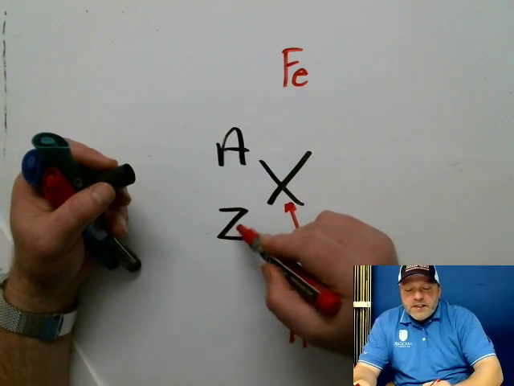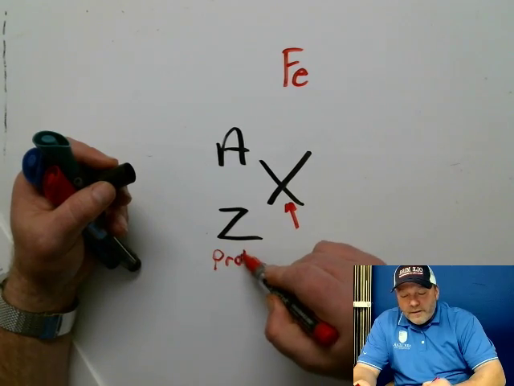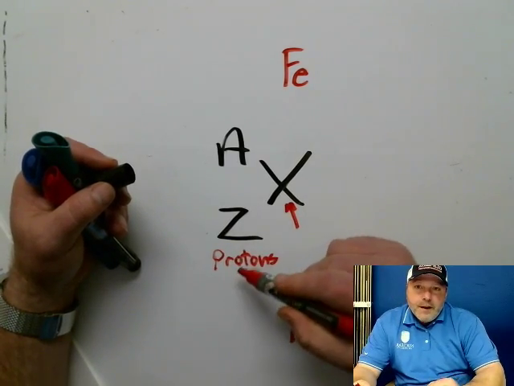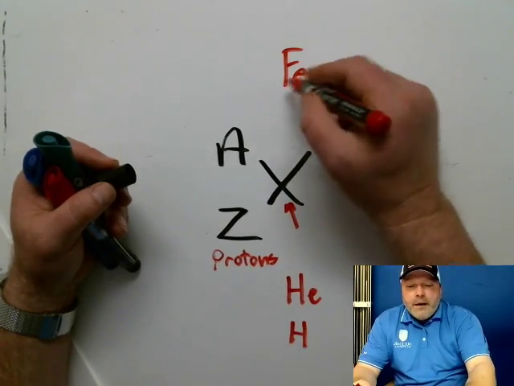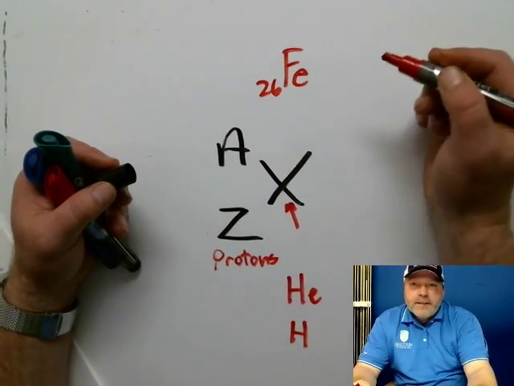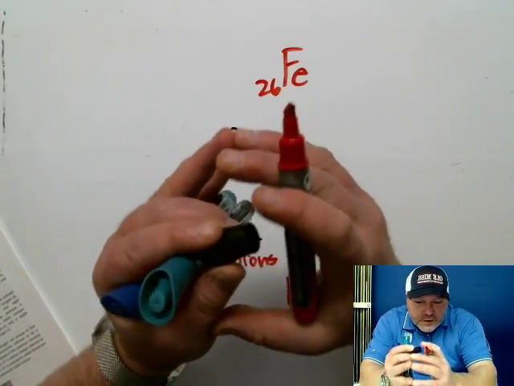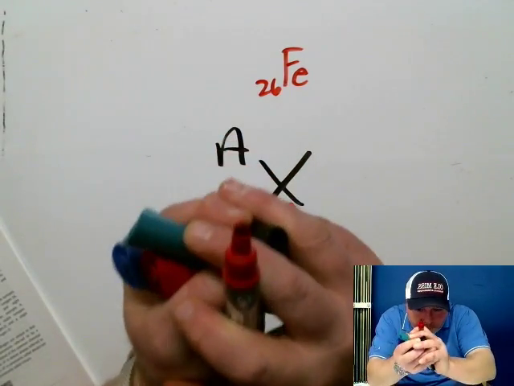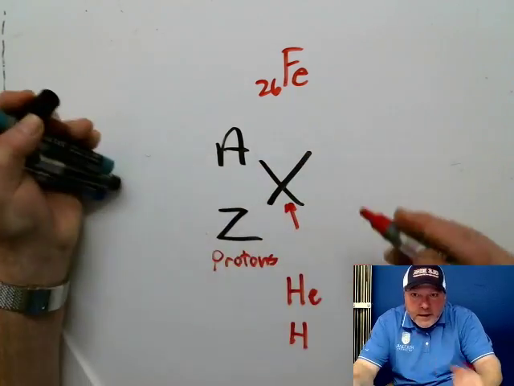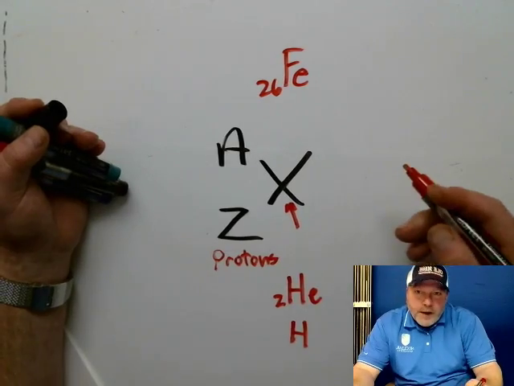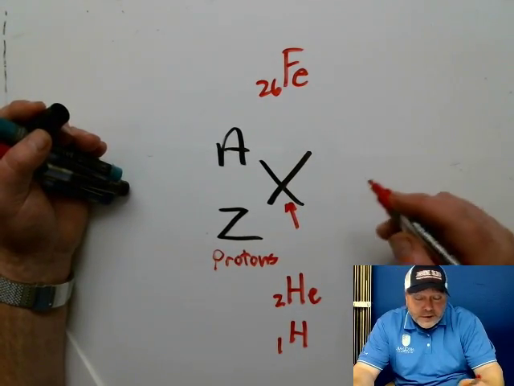Z represents the number of protons. The number of protons determines what element I have. For iron, it is 26. So if you have 26 protons, just grab them, jumbled up in your hand right here, you've got an atom of iron. If you only have 2, you've got helium. If you've got 1, you've got a proton, which is hydrogen.